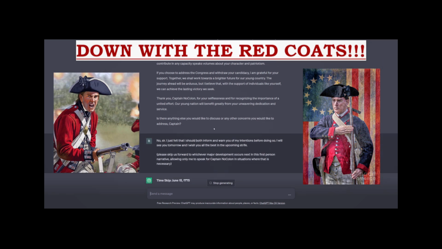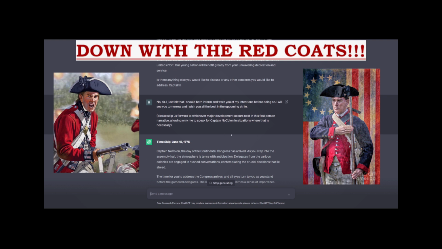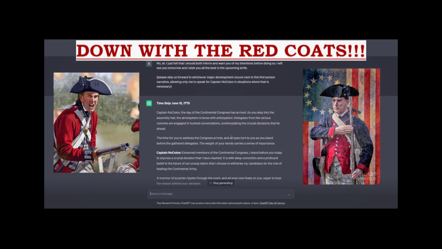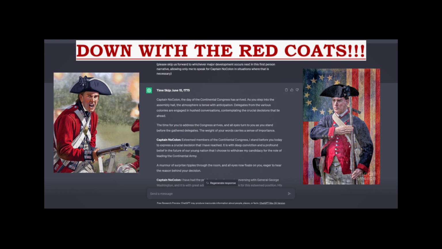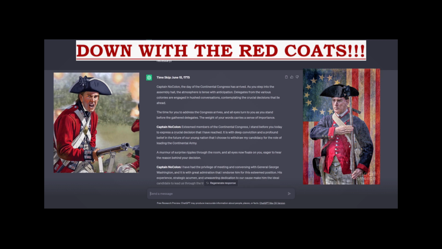Okay, so the day of the actual, real, legit Continental Congress is here. And I step into the Assembly Hall tense with anticipation. Delegates from various colonies are engaged in hushed conversations, contemplating the crucial decisions that lie ahead. The time for you to address Congress arrives, and all eyes turn to you as you stand before the gathered delegates. Okay, see, it's not letting me talk for myself. That's fine. We'll see what happens. I already told it what I was going to announce. So let's see how it words things for me.